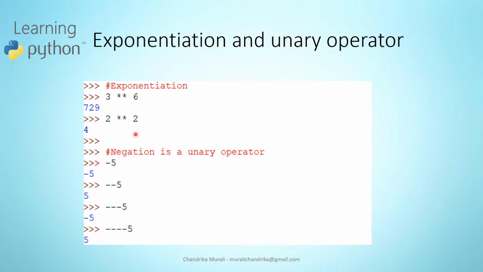Then unary operator, that is, you can use any of the basic arithmetic operators as a unary operator. Here I am using minus. As you can see, it is minus 5, but when I am using 2 minus, it will become minus into minus, that is 2 negations, and it will end up with plus 5. Similarly, if I'm using 3, it will be minus 5. 4 again, it's plus 5. So you can use unary operators with binary operators as well in the expression.